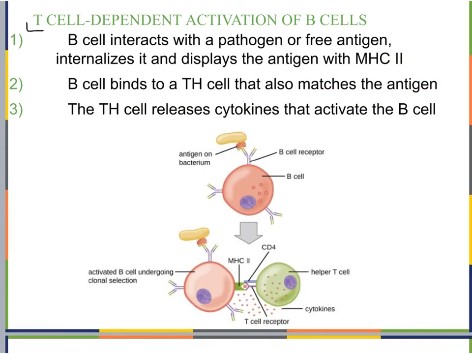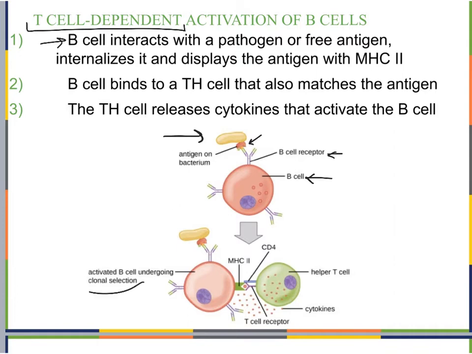So when we talk about T cell dependent activation of B cells, here's what we see. One, our B cell interacts with a pathogen or a free antigen, just like we said. If we look at the illustration, here's the bacterium. It has the antigen on it with its little epitopes. Here is our B cell, which is naive at this point, but it happens to have the B cell receptor that matches up with the epitope on this particular antigen / bacterium. Once this happens, it is able to present that.